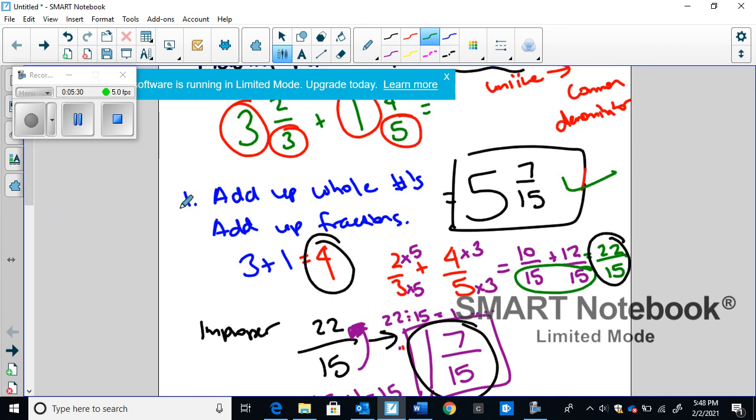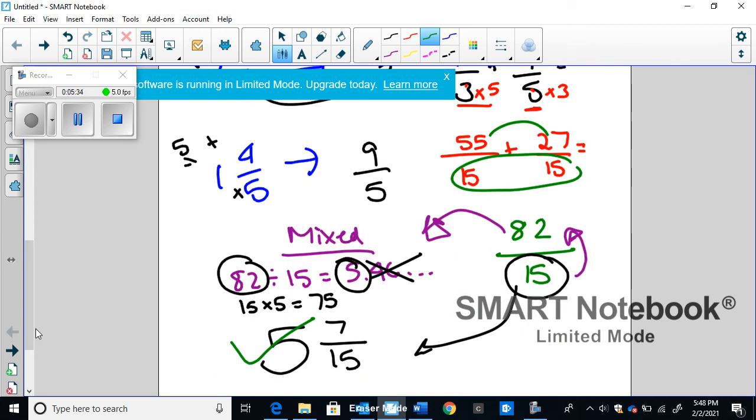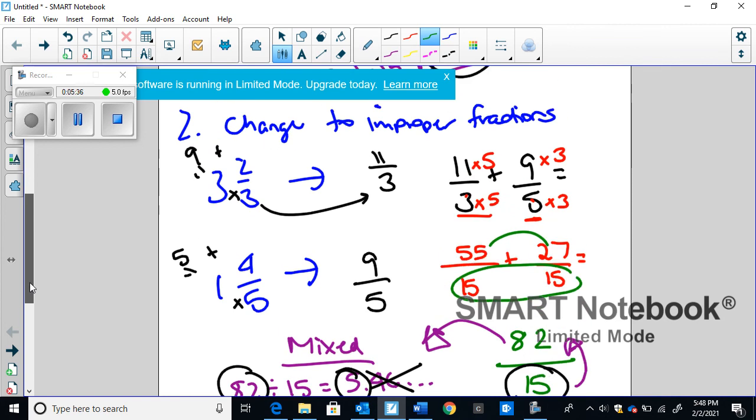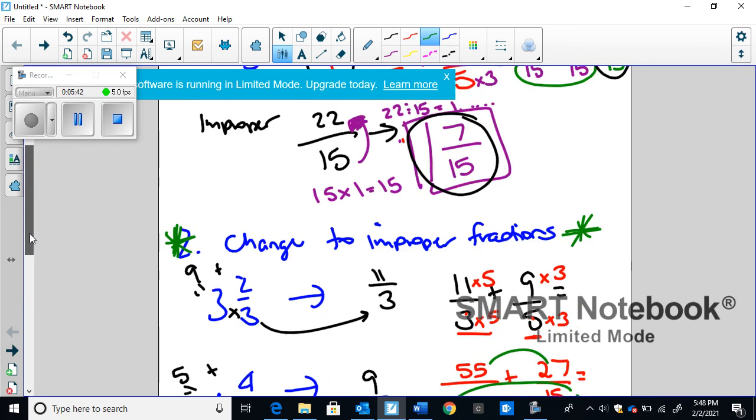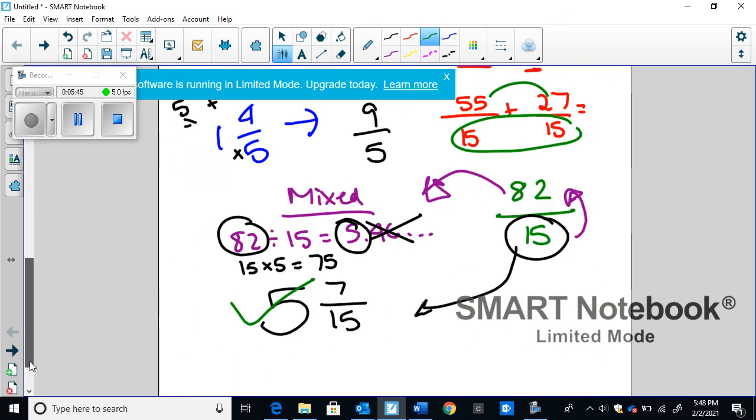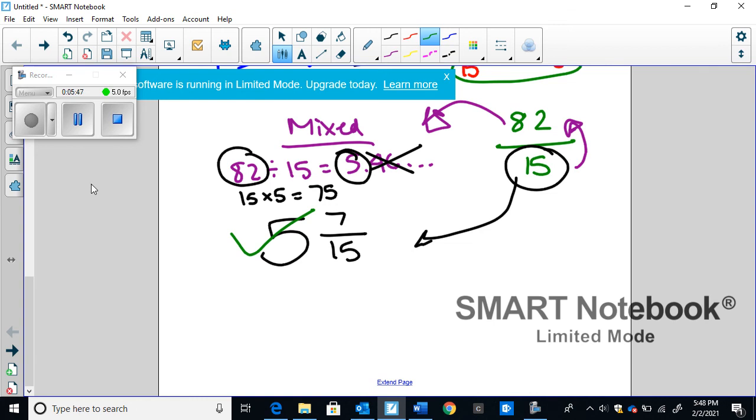Now, while this first method sometimes can be a lot easier, this second method is actually a very important one to know, because this is the method that we have to use when we're subtracting mixed fractions. So for adding, we have two options, but when we're subtracting, we actually must use the second option. All right, so we want to make sure that you know how to do both.